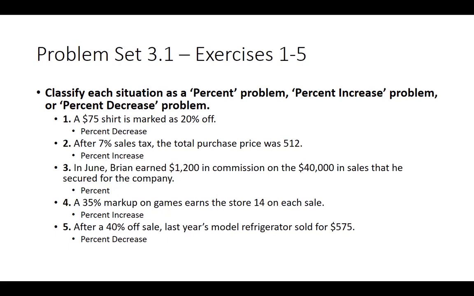Number 3, in June, Brian earned $1,200 in commission on the $40,000 in sales that he secured for the company. This is a percent problem. We want to know what percent 1,200 is of 40,000. Commission is a percent problem.